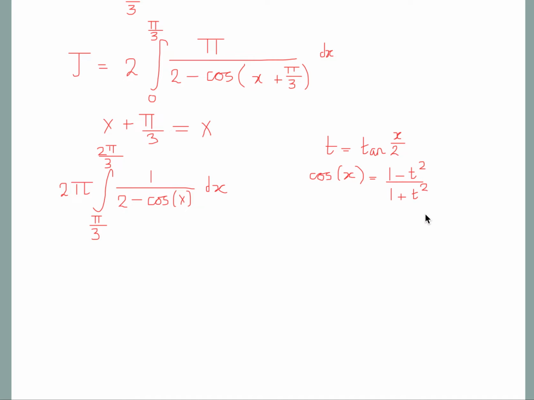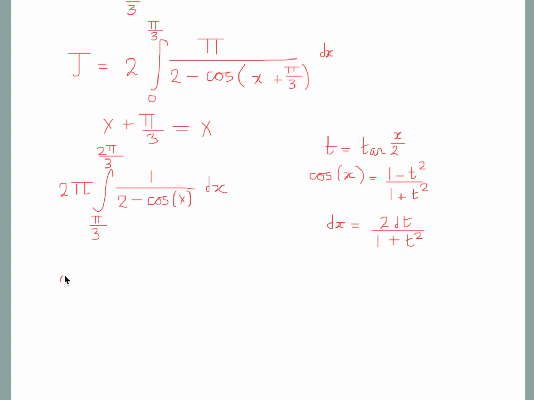And dx, so these are things that you would commit to memory. You'd learn these. You can actually come up with these quite quickly when you know how, but that's for another video perhaps. So dx is 2 dt over 1 plus t squared.